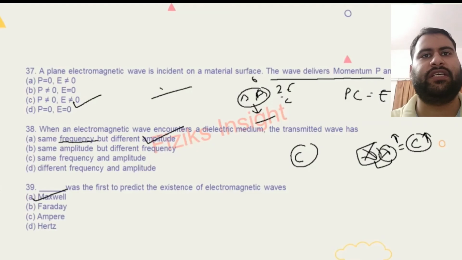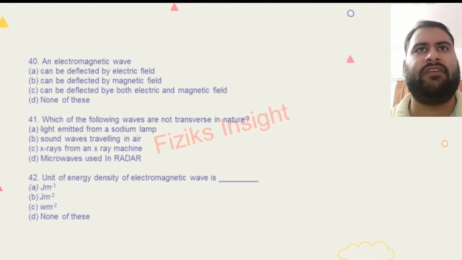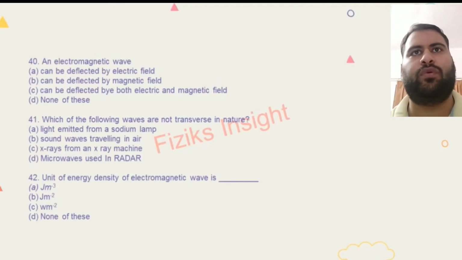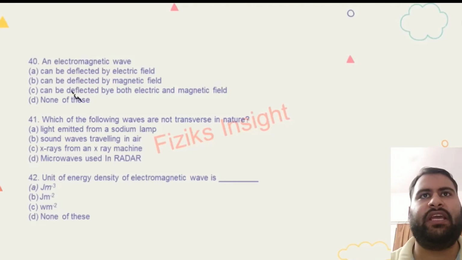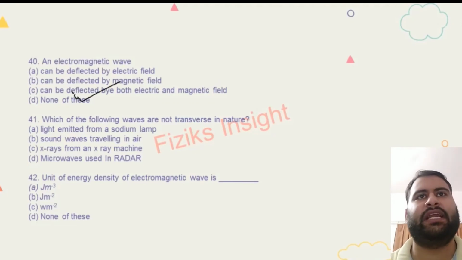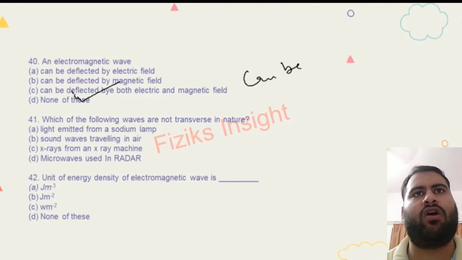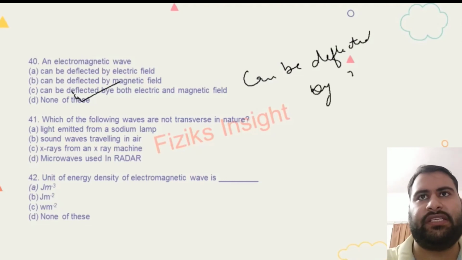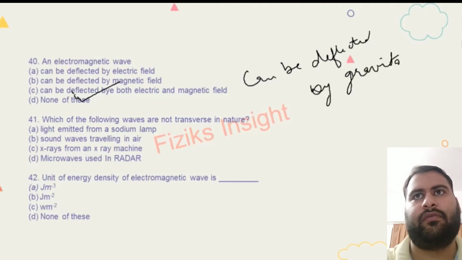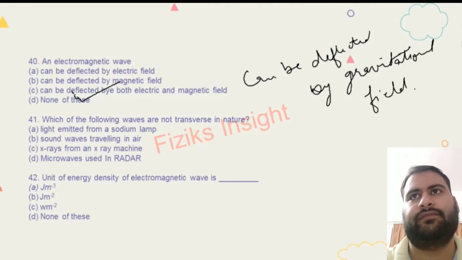Now for the 40th question. An electromagnetic wave can be deflected by electric field, can be deflected by magnetic field, can be deflected by both electric and magnetic field, none of them. No doubt, electromagnetic wave is formed from both electric and magnetic field, but they cannot be deflected by electric and magnetic field. So the D option will be correct, that none of these. They cannot be deflected by electric as well as magnetic field, but they can be deflected by gravitational fields.